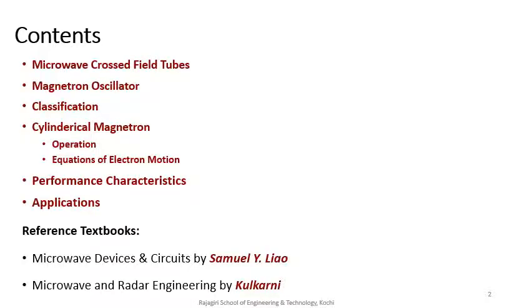The contents of this presentation are as follows. We will start with an introduction to microwave crossed field tubes. Then we will look at the magnetron oscillator and the basic classification. We will then move on to discuss in detail the principle of operation of a cylindrical magnetron and how to derive expressions for the Hull cutoff magnetic equation. And finally, we will conclude by looking at the performance characteristics and applications of the magnetron.